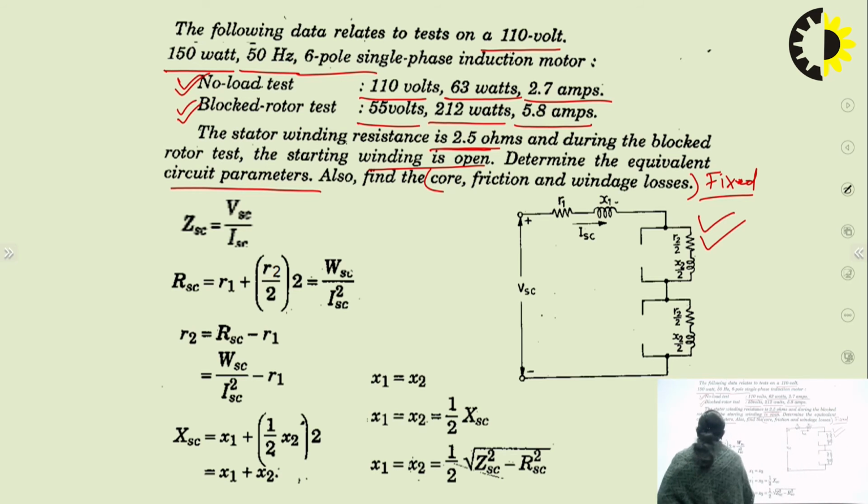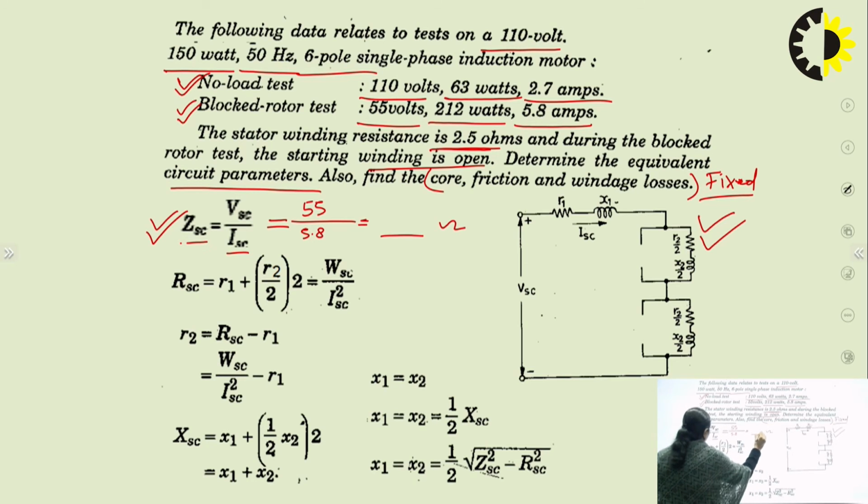The parameters can be determined by first calculating the blocked rotor test parameters. So ZSC, that is the short circuit impedance, is given as VSC upon ISC. The short circuit voltage is known to us as 55 volts. The short circuit current is known to us as 5.8 amperes. So solving this, we can calculate ZSC. Kindly calculate it. You will get the value in ohms, right?